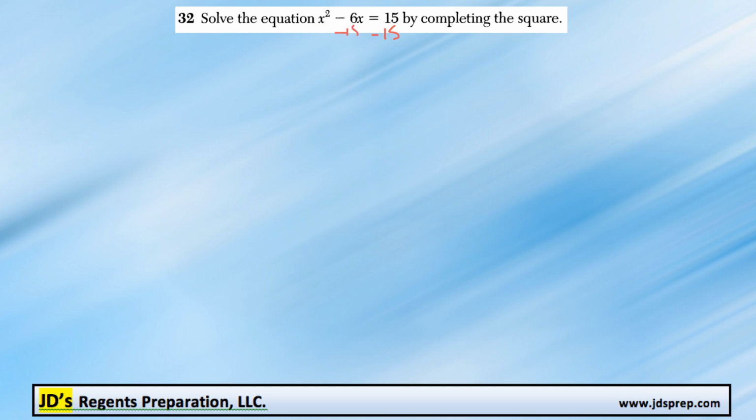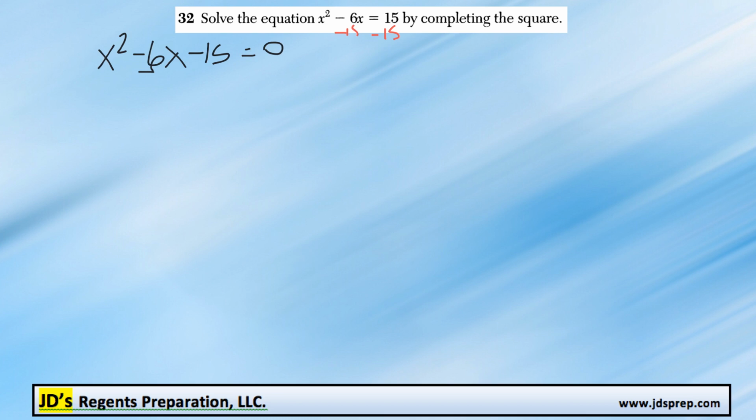And then we'll get x squared minus 6x minus 15 equals 0. And so completing the square means we're going to take the b term, our middle term, find out what half of it is, and square it. So in this example, our middle term is negative 6. Half of that would be negative 3, and negative 3 squared would be positive 9.